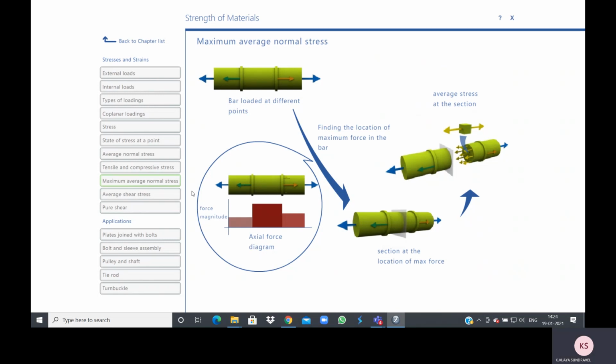Next is bulk or volume modulus of elasticity. It is denoted by K. It is defined as the ratio of normal stress on each face to the volumetric strain, and is denoted by the letter K.